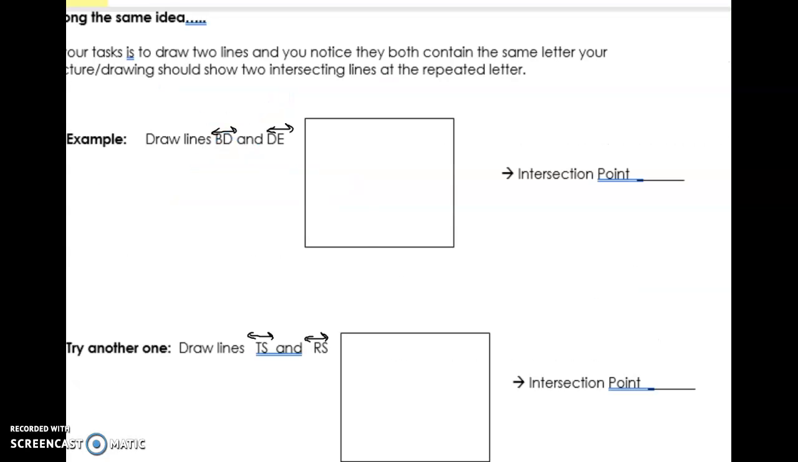All right, so along the same idea, the last half here is if your task is to draw two lines and you notice they both contain the same letter, your picture drawing should show those lines intersecting. So here, let's take a look at the first example. And again, the second example there on the sheet, you'll see it also on your assignment page, is the one that you're going to try. So if, for example, I'm drawing BD and DE, you should notice that they both contain the letter D. So you can start by drawing your first line. I'll show you two different ways to think about it.